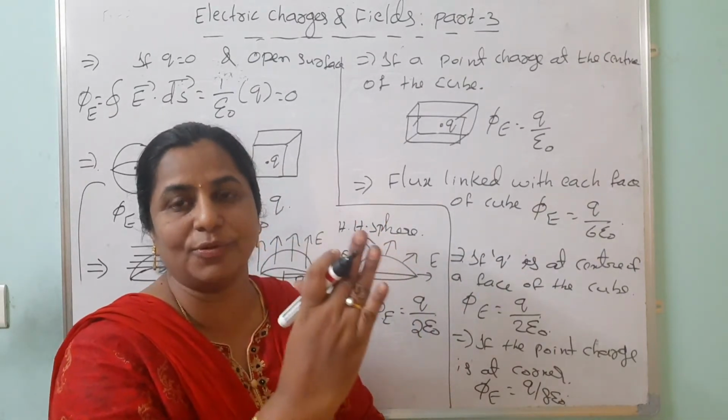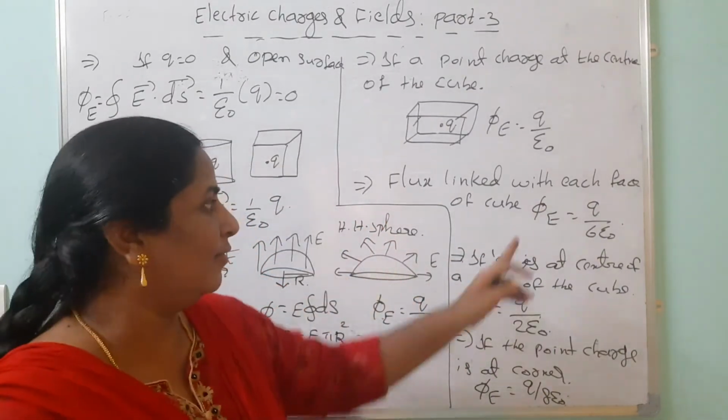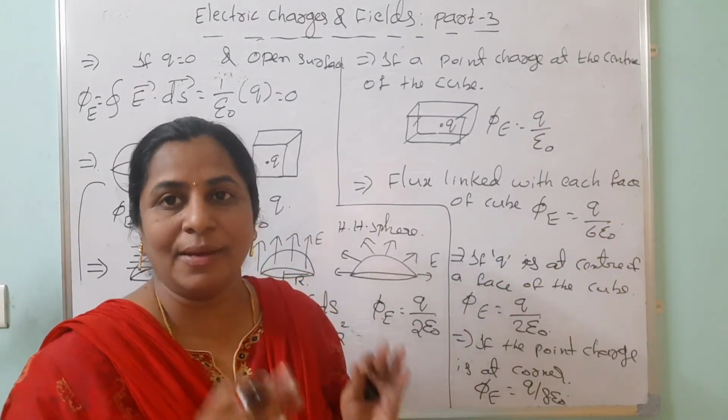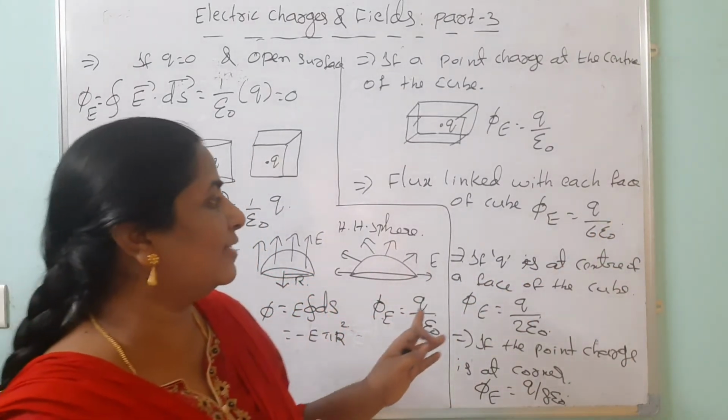We should consider each only one phase electric flux. 1 by 6 times of that q by epsilon naught. 6 faces are there, but we want only 1, means 1 by 6 we are taking.